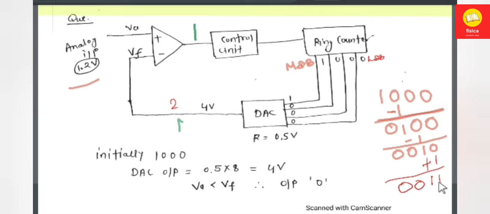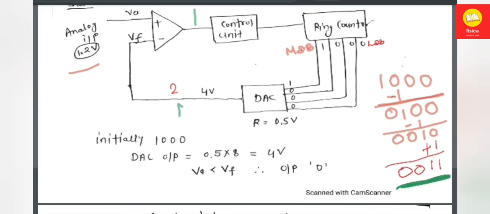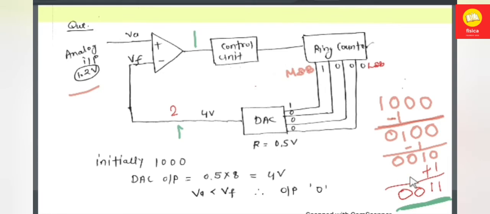So here +1. So our final count is 1 1 0 0. Okay, so our final count is 0 0 1 1. So digital output of analog input 1.2 volt is 0 0 1 1, and the counting process will be stopped after the fourth pulse. Okay, so that is the final answer.